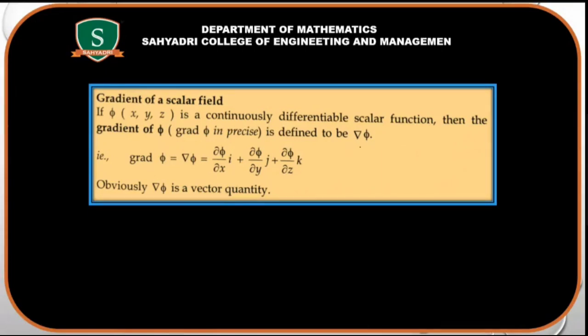So if phi of x comma y comma z is a scalar point function which is continuously differentiable, that means you should be able to differentiate that function, then the gradient of phi is defined as del phi. That means you are applying the operator to a scalar point function. Gradient phi is defined as del phi, where you apply phi to each and every term in that operator. Finally the result, the gradient of a scalar point function, gives a vector quantity. So let us see one example based on this.